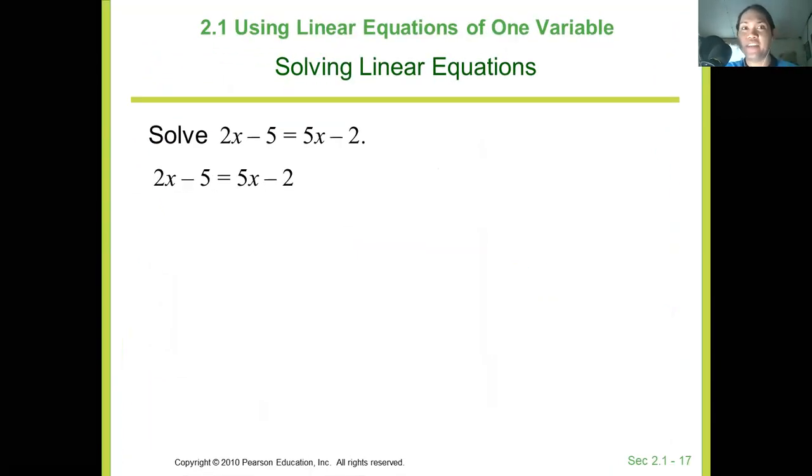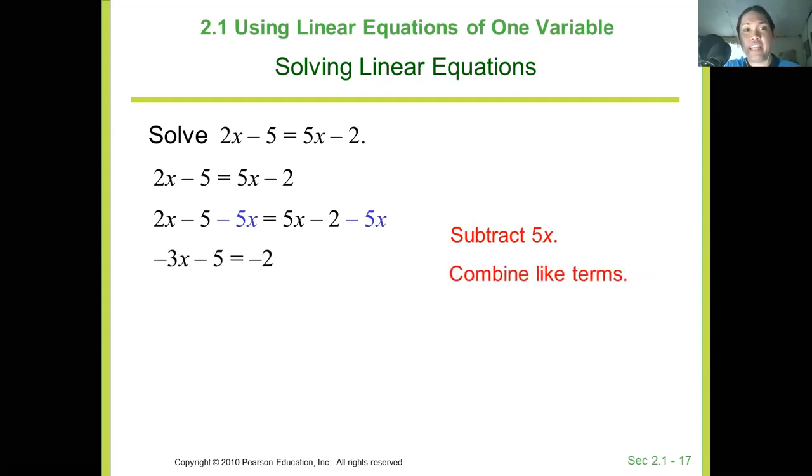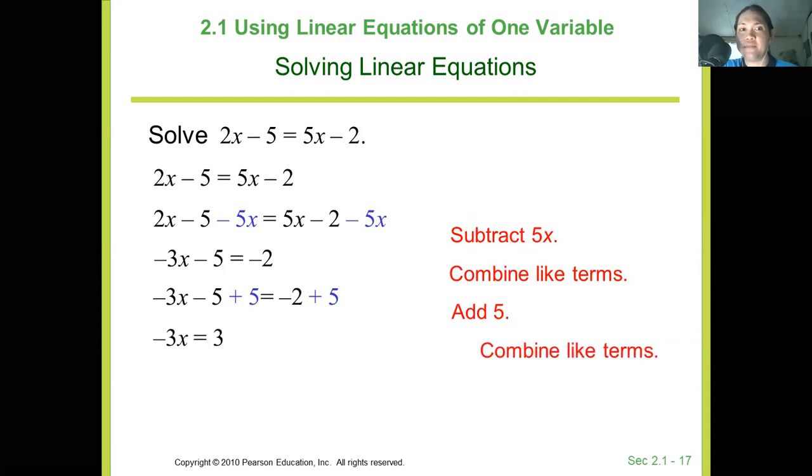So another example is 2x minus 5 is equal to 5x minus 2. Of course, we subtract 5x from both sides of the equation. So by combining like terms, we have negative 3x minus 5 is equal to negative 2. Then we add 5, so negative 3x is equal to 3 by combining like terms.